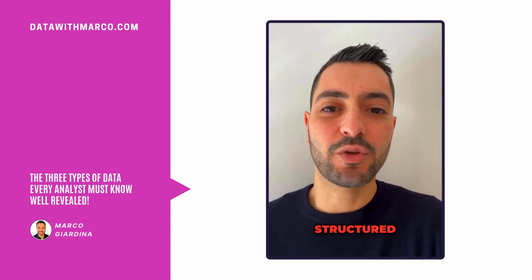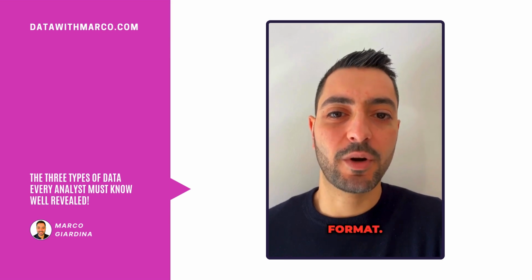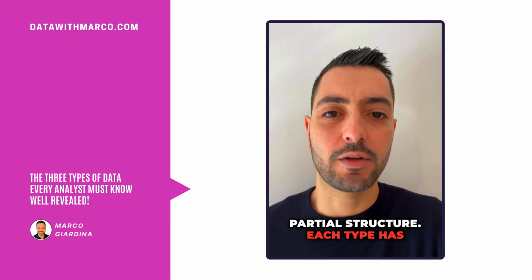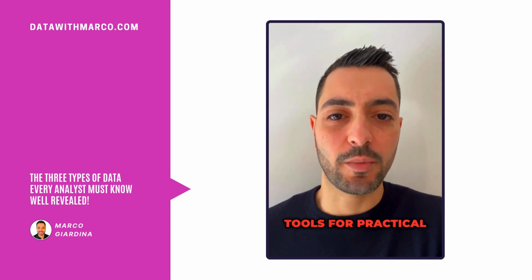Here's a quick recap. Structured data is well organized in tables. Unstructured data doesn't follow a specific format. Semi-structured data falls in the middle with a partial structure. Each type has unique challenges and requires specific tools for practical work.